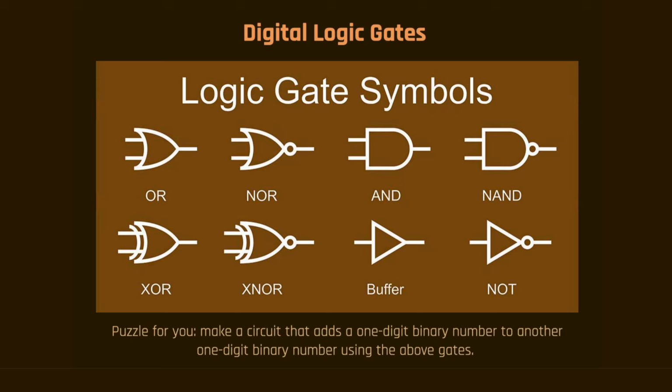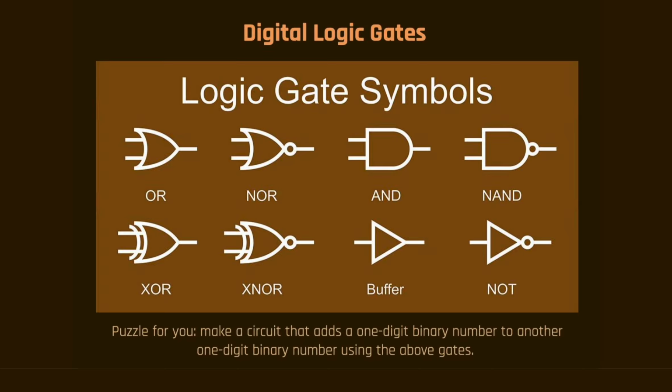Learn about the different logic gates. The logic gates have different symbols, which are shown here on the screen. The logic gates are OR, NOR, NAND, XOR, XNOR, buffer, and NOT. So these are all the basic logic gates you need to know.